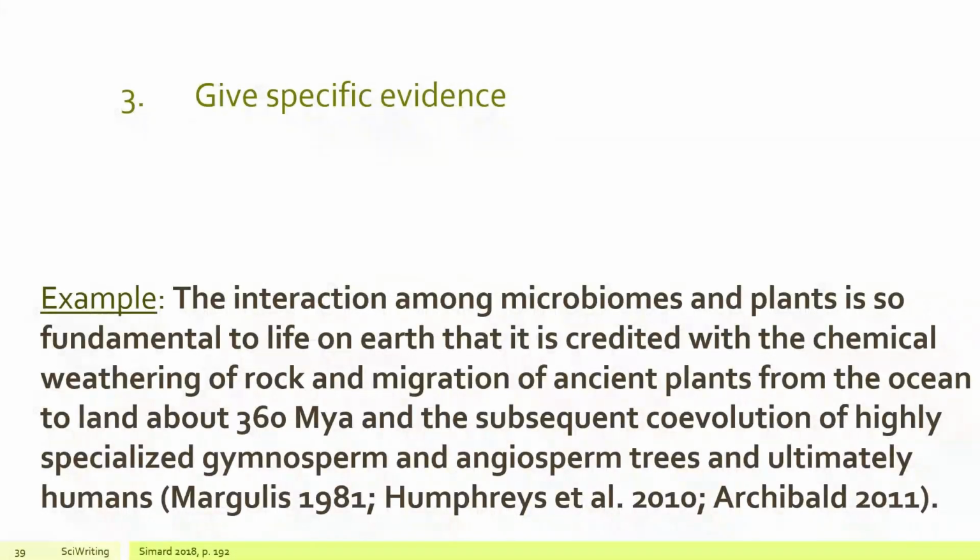Let's take a look at an example. The interaction among microbiomes and plants is so fundamental to life on Earth that it is credited with the chemical weathering of rock and migration of ancient plants from the ocean to land about 360 million years ago, and the subsequent coevolution of highly specialized gymnosperm and angiosperm trees, and ultimately humans. Here, Simard gives a specific example of the complexity and importance of plants as microbiomes.